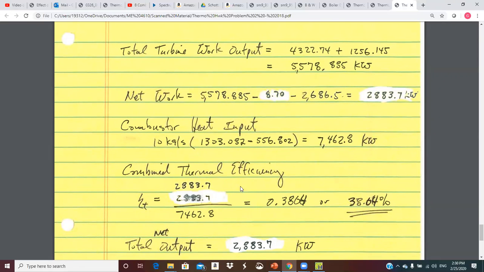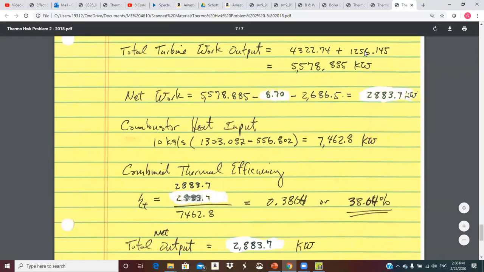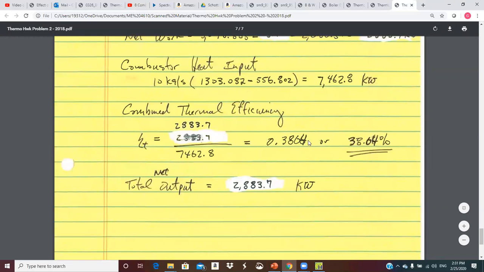Combining them, this is the gas turbine plus the Rankine cycle power, 5578, almost 5579 kW. This is the pump taken off, this is the compressor taken off, so we net 2883. Combustor heat input, mass flow rate times enthalpy difference, 7463 roughly. So then the efficiency comes out about 36.64%. And the net power is 2.9 megawatts.